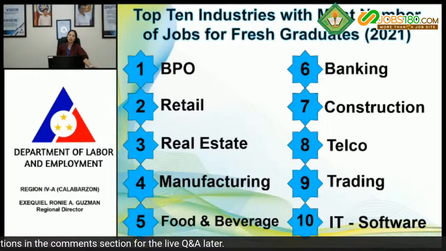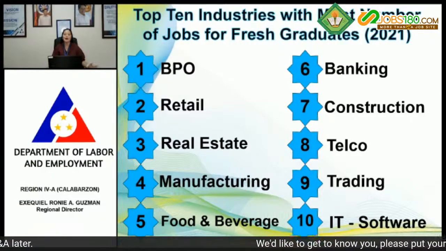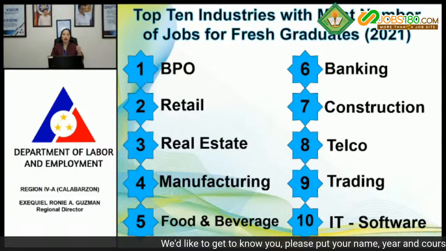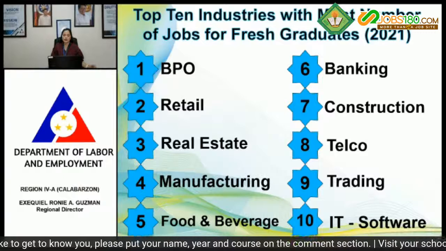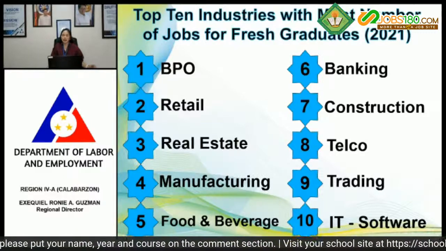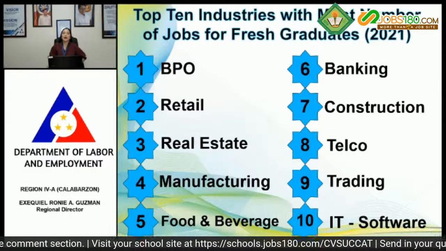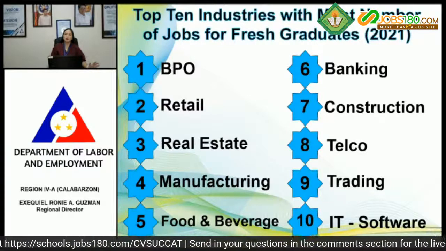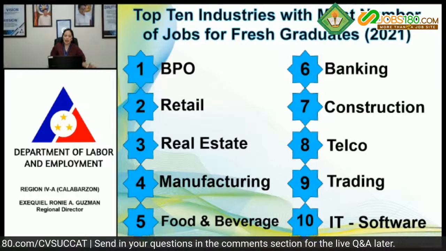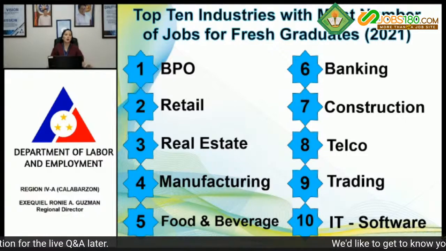Number 4, manufacturing. Ito po ang mga manufacturing sa atin, MCIE, EPSA, Daiichi, we have Carmona, we have Gateway at iba-iba pa pong companies or ecozones. Number 5 po, F&B, patok na patok. Number 6, banking. 7, 8, telco. Number 9, trading. And number 10, IT software. Again, kung wala dyan yung course mo, huwag kang malungkot.